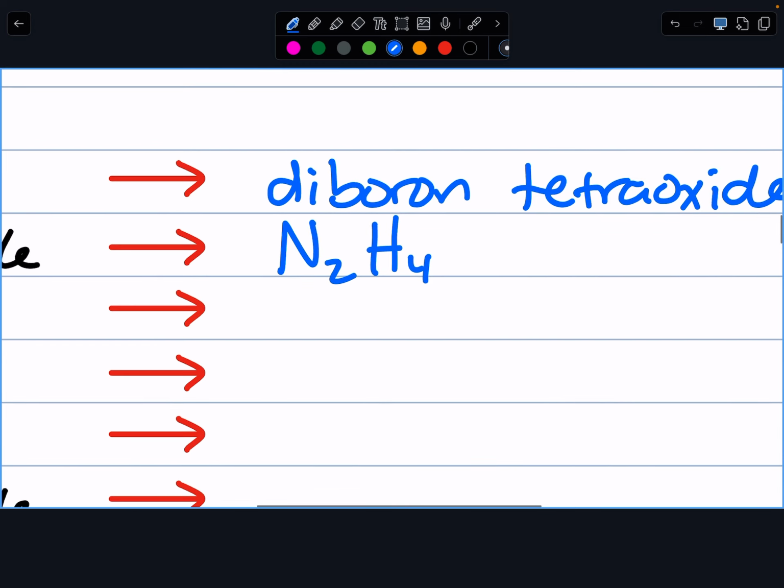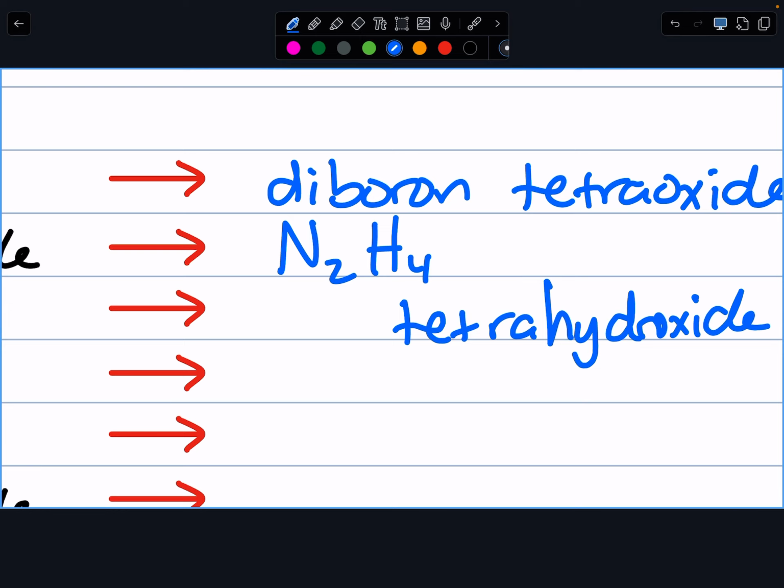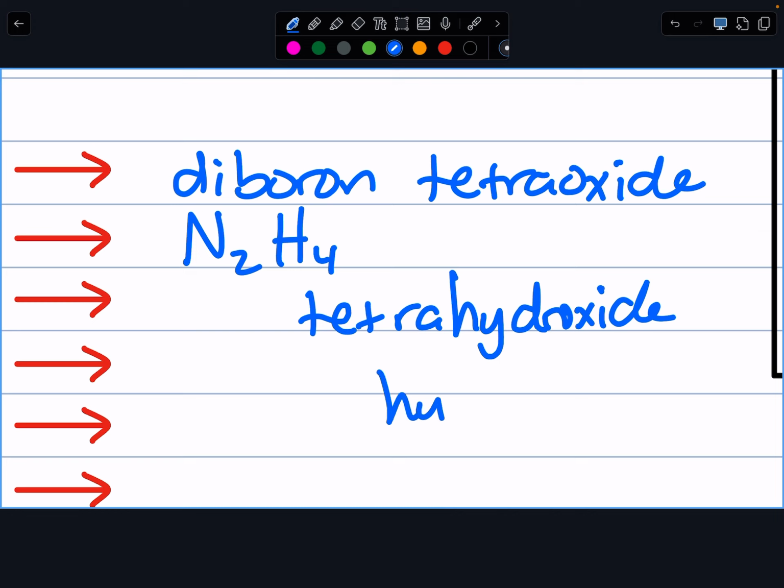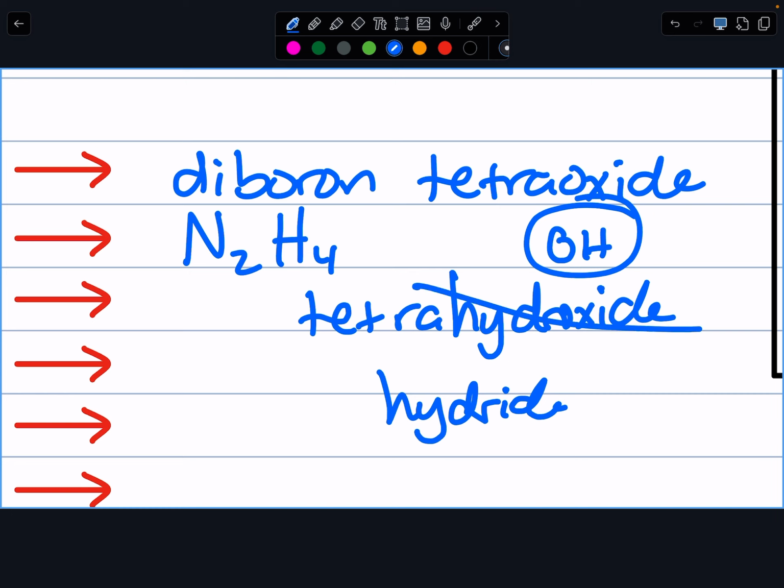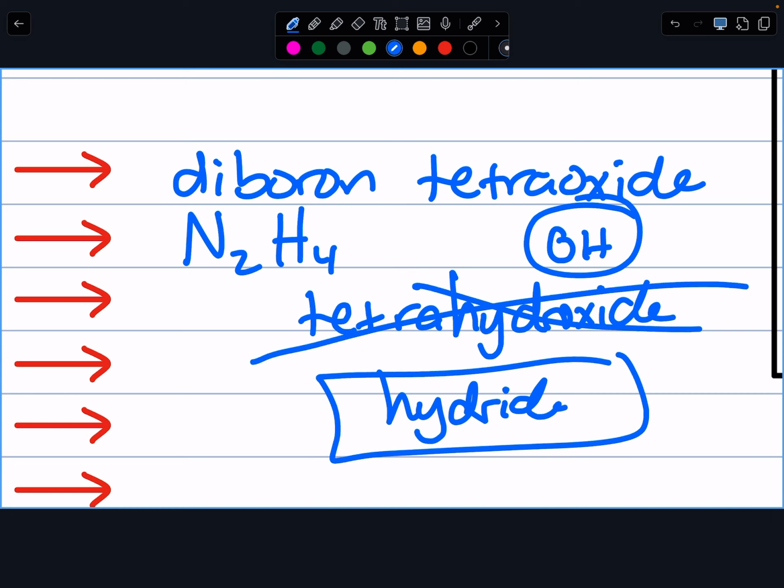So this was a question on your Edpuzzle, and so many people did this. They put tetrahydroxide. Why is this wrong? It's not tetrahydroxide. It's tetrahydride. Hydroxide is a polyatomic, OH. So this doesn't make any sense. It's hydride for hydrogen. Does that make sense? Okay.